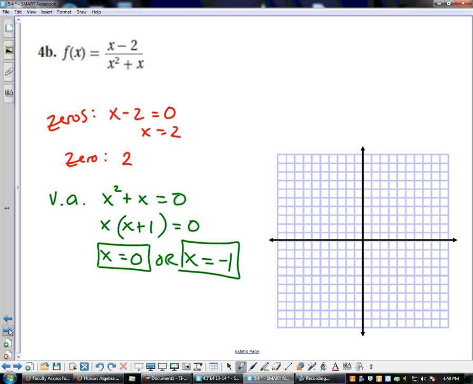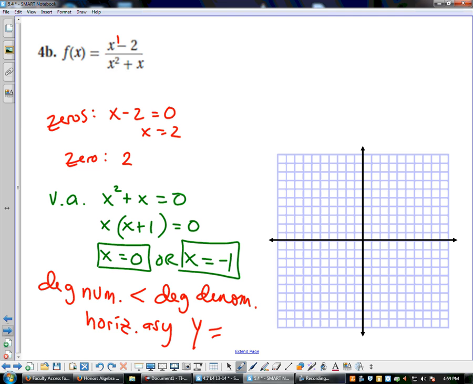And what about horizontal asymptotes? Well, in this case, the degree of the numerator is 1 and the degree of the denominator is 2. Since the degree of the numerator is less than the degree of the denominator, then we will have a horizontal asymptote, and the horizontal asymptote is going to be y equals 0.